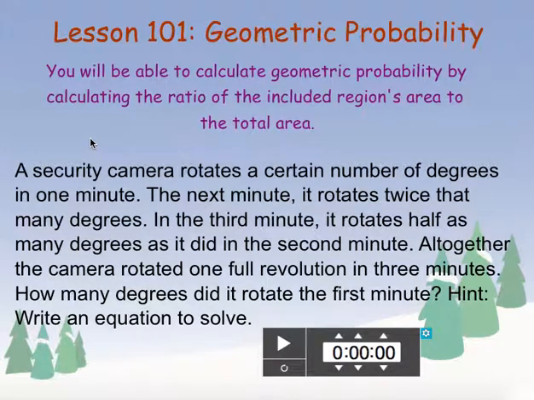Course 3, Lesson 101. We are looking at both Lesson 101 and 102 today. To start out, we'll look at geometric probability. So being able to look at a geometric figure that has different parts to it and saying what's the probability of getting in those specific parts of the shape.